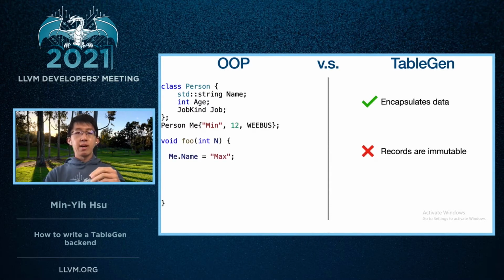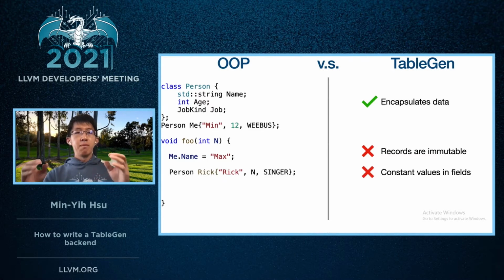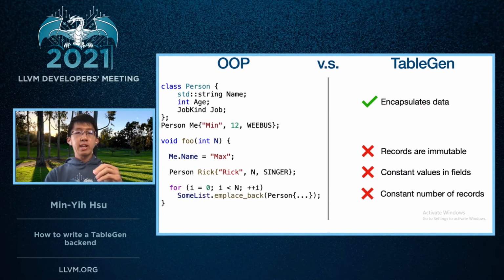But different from OOP languages, the records are immutable, and the values in each field can only be constant values. It cannot be dynamic, like in this case. And finally, we can only create a constant number of records.